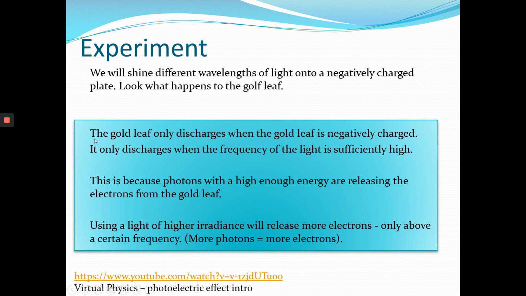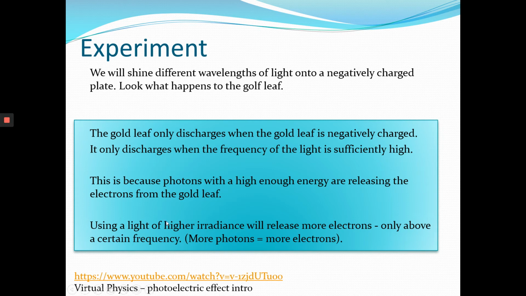So just to summarize, the gold leaf only discharges when the gold leaf is negatively charged, and it only discharges when the frequency of the light is sufficiently high. This is because the photons with high enough energy are releasing the electrons from the gold leaf. So the photons are coming in, the electrons are absorbing the energy, and they have enough energy to leave the atom entirely.